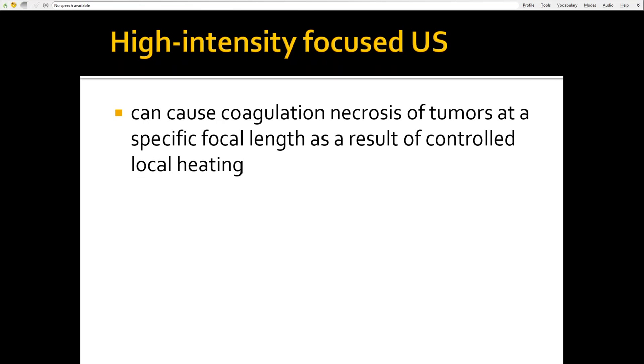There's something called high-intensity focused ultrasound, or HIFU. It causes coagulation necrosis of tumors. I have not used this before, so I don't know much about it, but it is out there to treat some tumors.